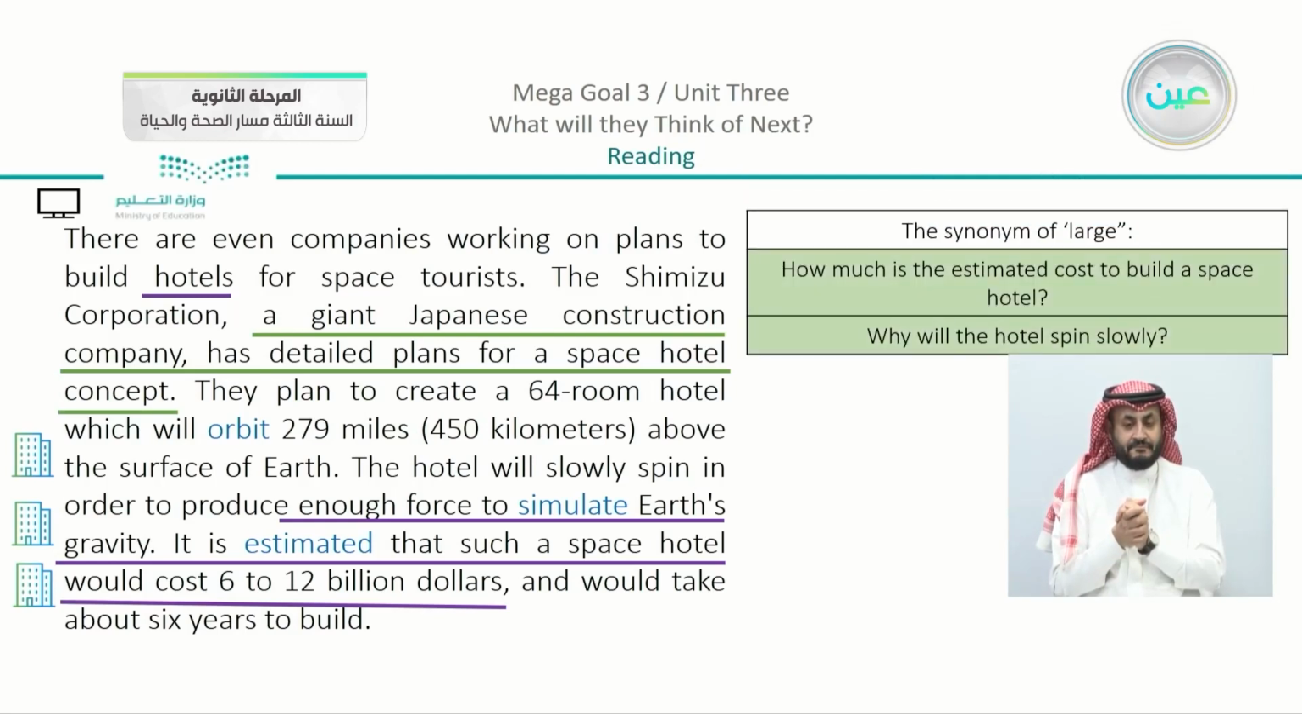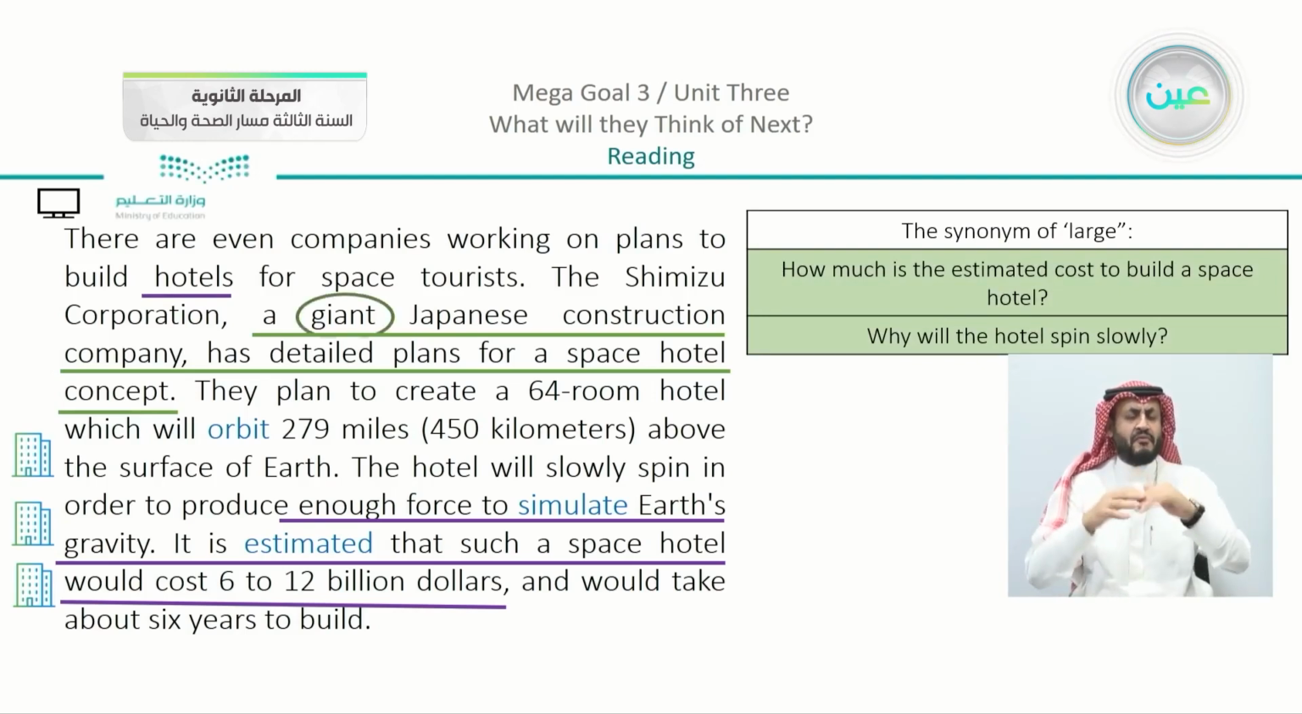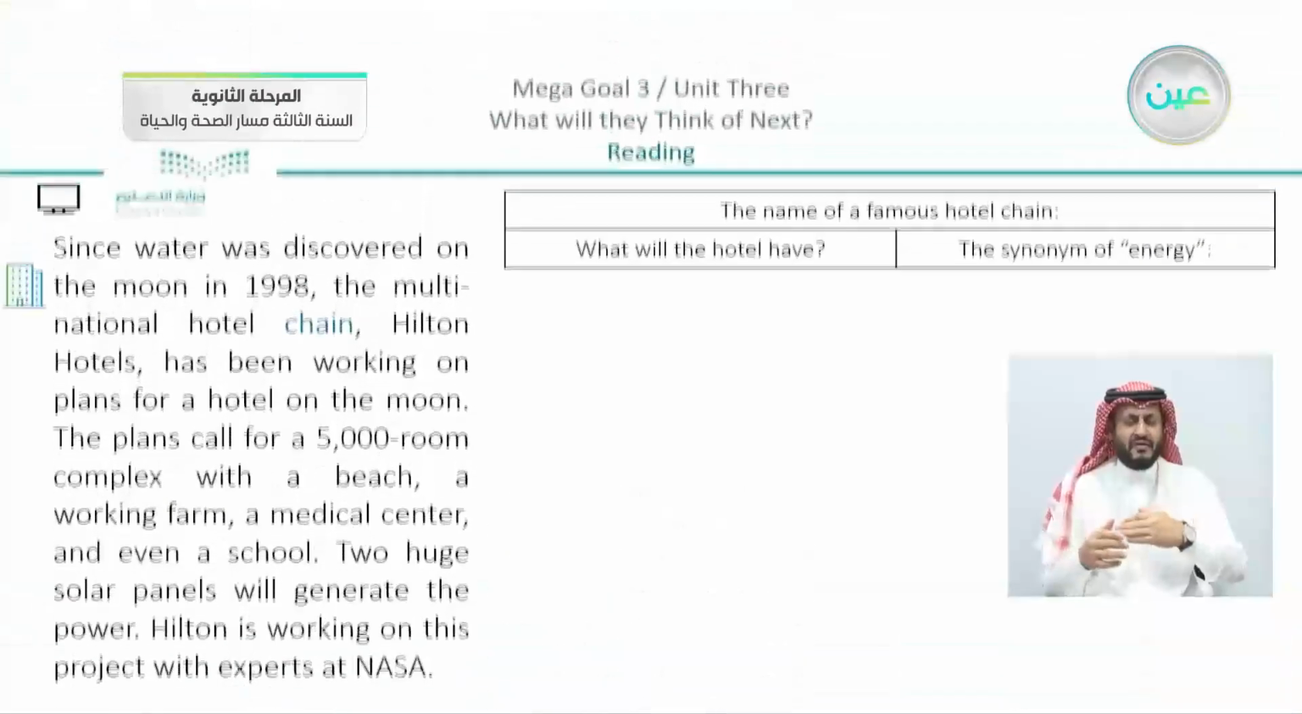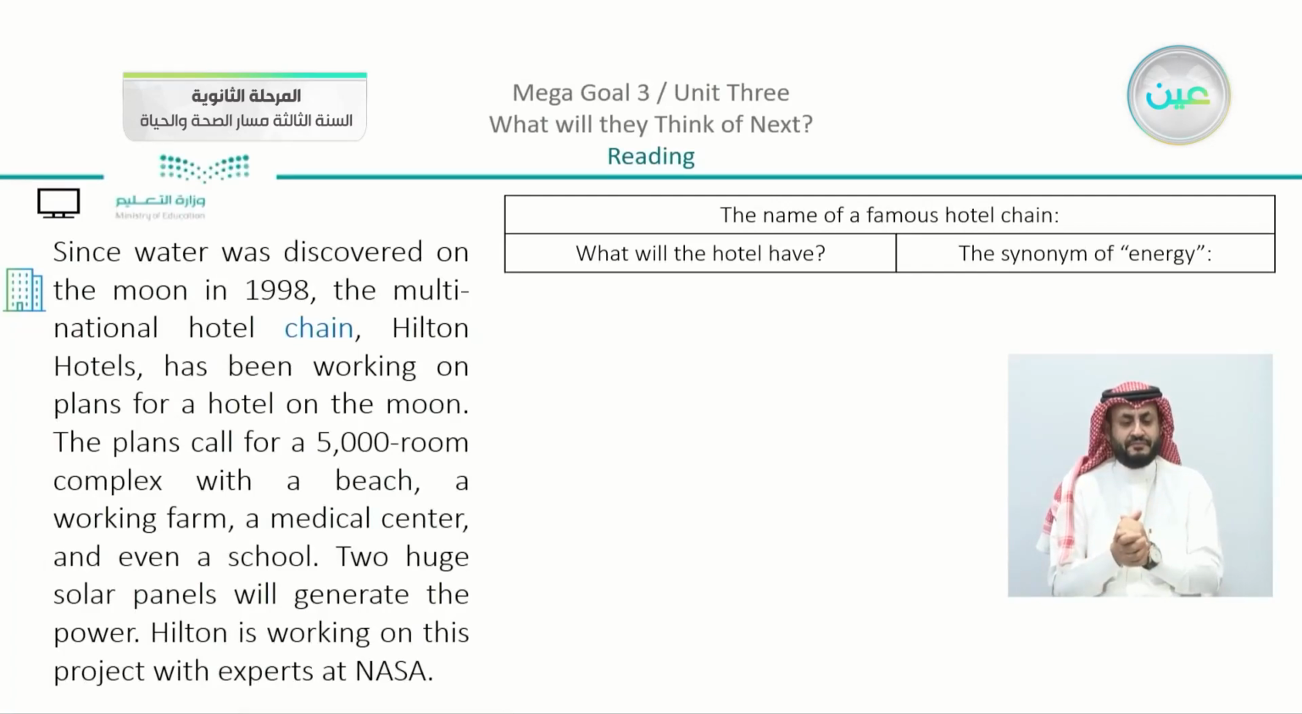Now, how much is the estimated cost to build a space hotel? We can see that the estimated cost is about, of course, we have here, you can just scan and see that there is something mentioned. We have here about 6 years to build. And also the second part, why will the hotel spin slowly? We have here the hotel will spin slowly to simulate gravity, as we mentioned before.